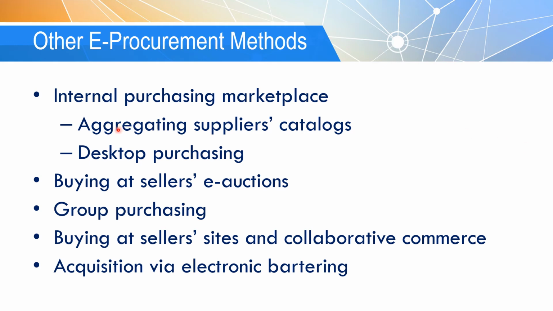So other procurement methods include the internal purchasing marketplace, which is either aggregating suppliers' catalogs, desktop purchasing, buyer at sellers' e-auction, group purchasing, buying at seller site and collaborative e-commerce, and acquisition via electronic bartering. Okay, the others will all be discussed later, except collaborative commerce.